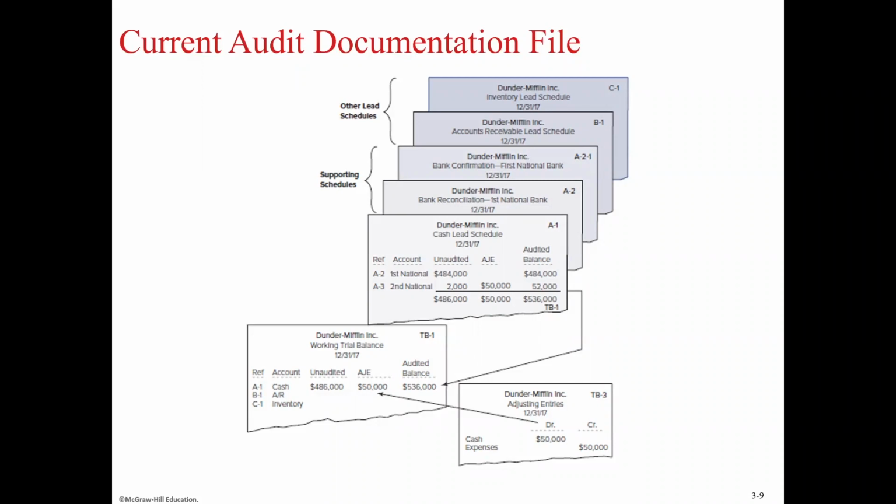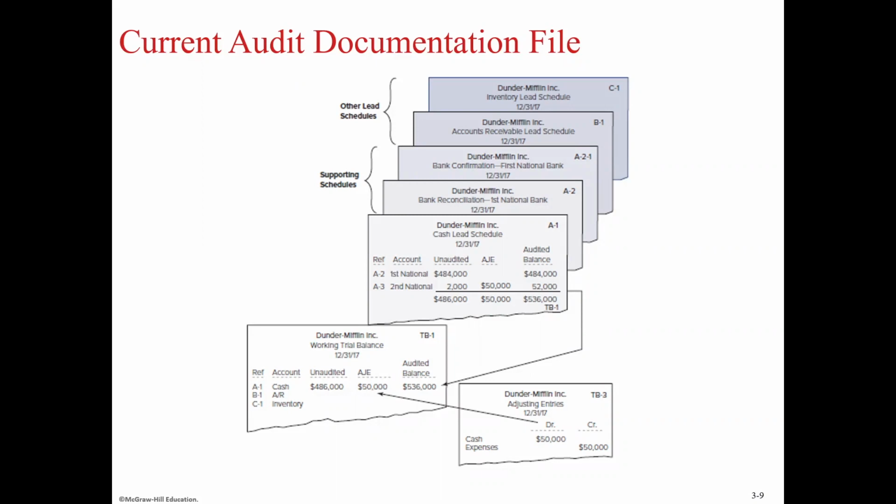What's on that cash lead schedule? Well, it's going to have all the different cash accounts on it. So if they have a bank account with First National, there it is. They have a bank account with Second National, that's going to go on the lead schedule. So it's going to be a summary of accounts for an account group. So accounts payable would have a lead schedule, right? That's going to list all the different accounts payable on it.